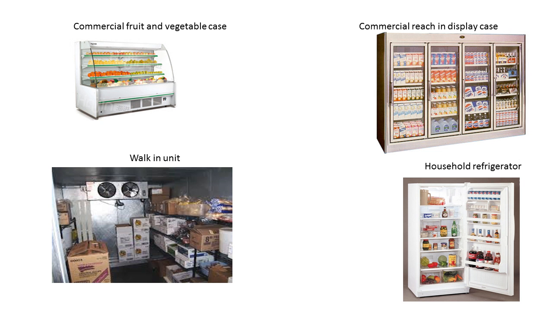Let's look at some different types of refrigeration systems. The top left picture is of a commercial fruit and vegetable case. The top right picture is of a commercial reach-in display case. The bottom left picture is of a walk-in unit. And if you notice, the device with the two fans on it, that is the evaporator, because it is inside the actual conditioned space. That's where the food is. And lastly, on the far bottom right is a typical household refrigerator. Although they're vastly different, they all perform the same duty. They're keeping food cold.